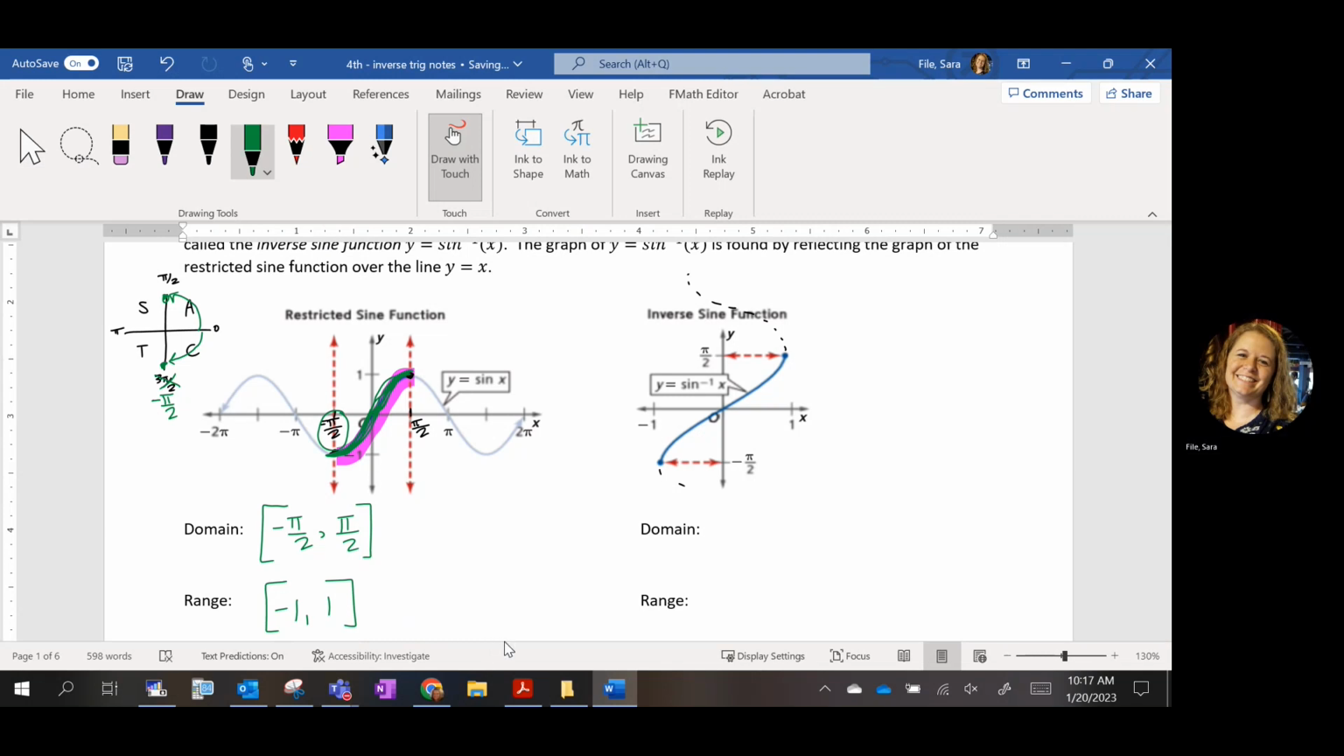Now, inverse switches x and y. So what was my range, y values, becomes my domain. So now my domain for the inverse is negative 1 to 1. And the range is negative pi halves to pi halves.